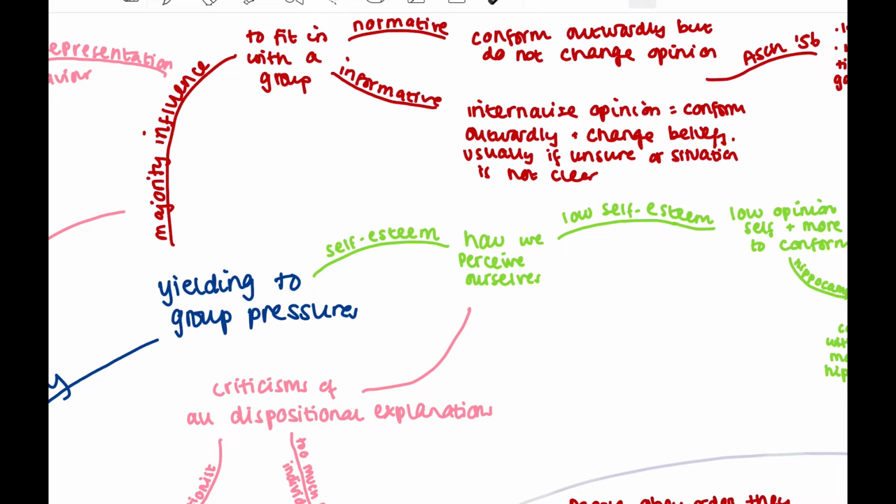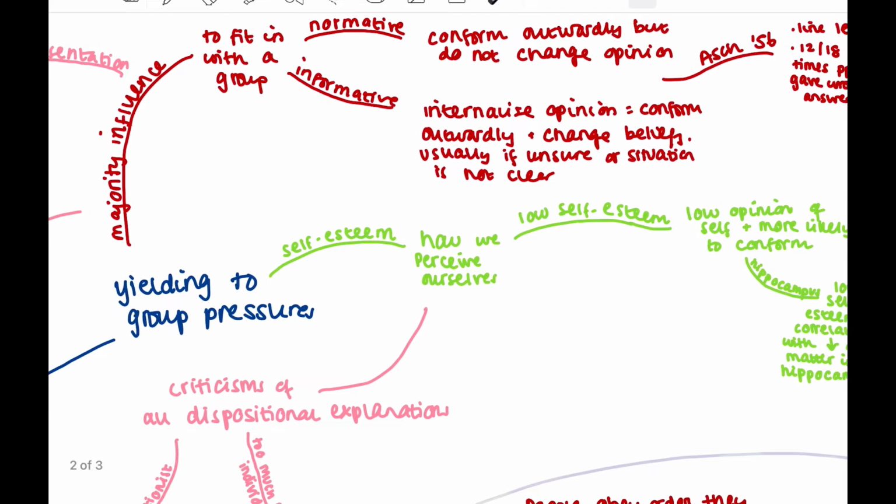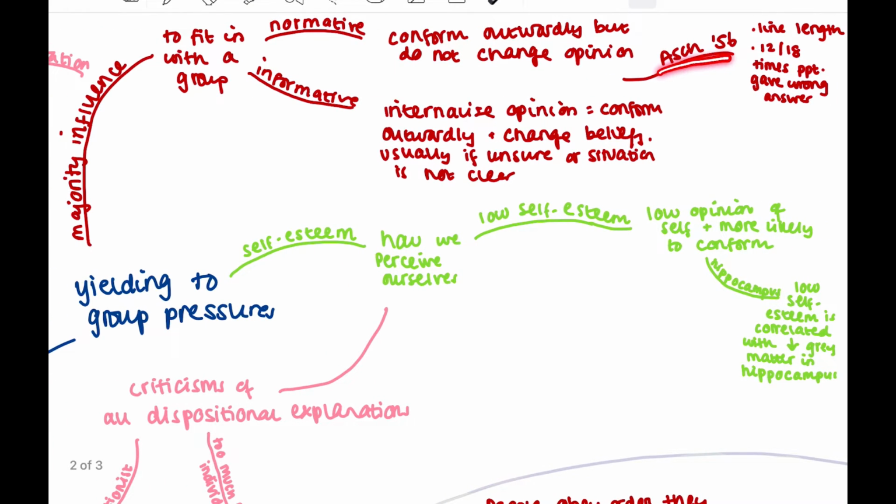Now the studies go along with this. It's not a core study, but it is one that demonstrates both normative and informative majority influence, and that is Asch in 1956. So if you remember Asch, he had different lengths of lines, and he had a participant in a group of Confederates. Remember, a Confederate is somebody who is paid by the experimental psychologist to behave in a certain way. So they're in on the experiment, if you like, an actor.